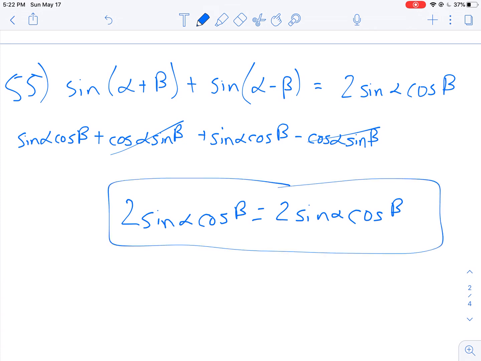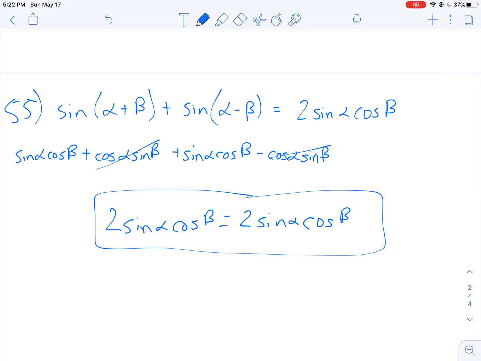So that's how you go ahead and do the homework. 31 and 33 are really related. 45 through 57 are kind of doing the trig identities. Make sure you know your formulas, and you should be golden.